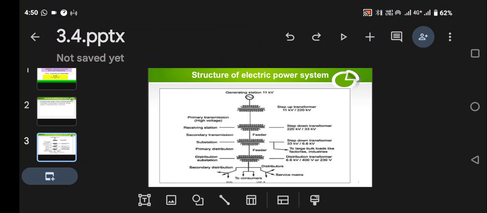This voltage is given to large bulk loads like factories as well as industries. This is called as primary distribution. Again, which is distributed to the distribution substation. And the 6.6 kilovolt is again reduced to 400 volt or 230 volt. This is called a secondary distribution. After the secondary distribution, which is given to the consumers as well as distributors as well as salesmen.